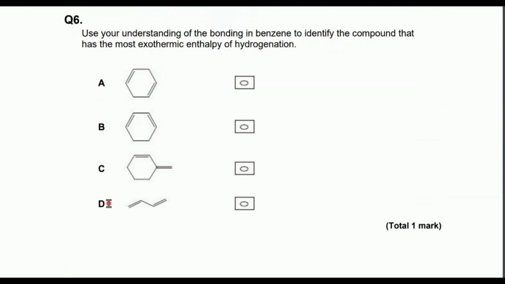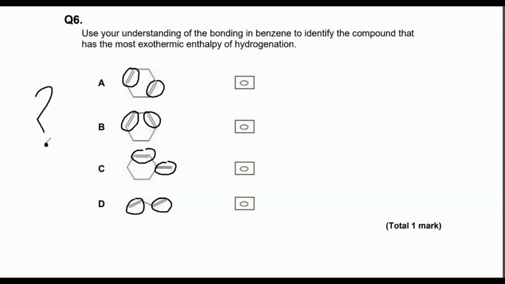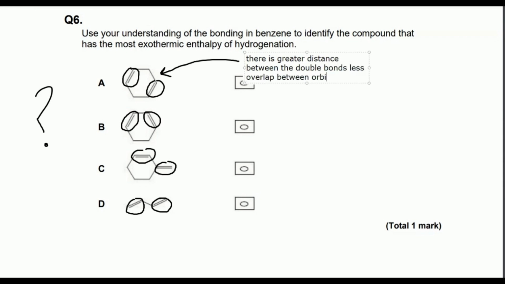Okay, question 6. Use your understanding of the bonding in benzene to identify the compound that has the most exothermic enthalpy of hydration. All you got to do here is check the distance between the double bonds. B, C, and D only have one single bond between the double bonds. So which one of these is going to be more stable? Well, B, C, and D are more stable because there's some overlap between those double bonds. They're close together, they overlap, and this increases delocalization. With A, there's a greater distance between the double bonds. There's 2 single bonds on each side in between the double bonds.